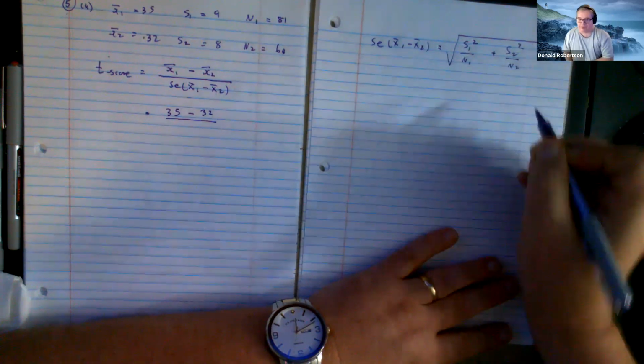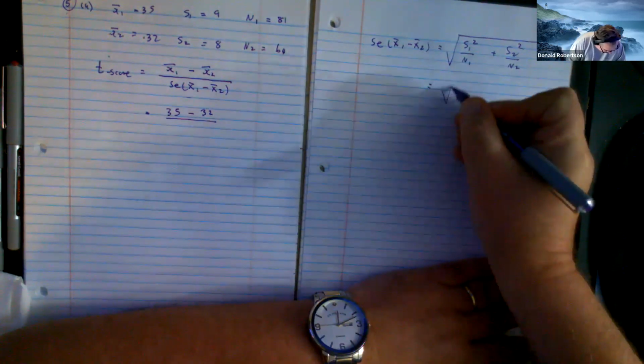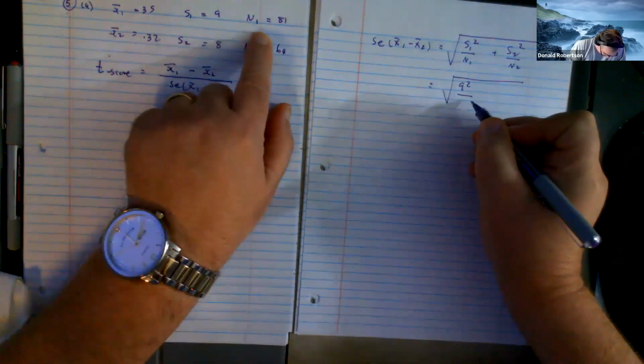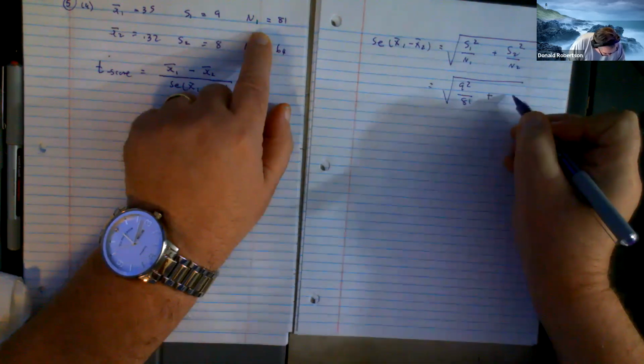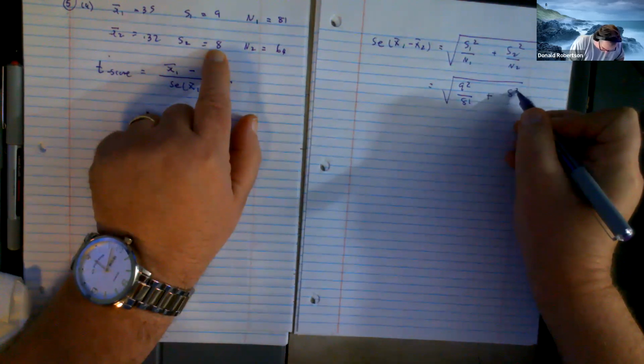These are the kind of formulas that you really want to have written down somewhere. Have a couple of pages of paper where you put nothing but the various formulas that you've seen. In this case, it's 9 squared divided by 81 plus 8 squared divided by 64.